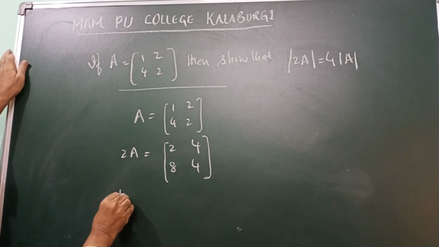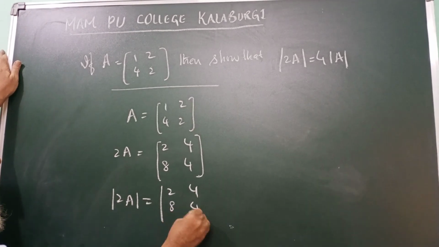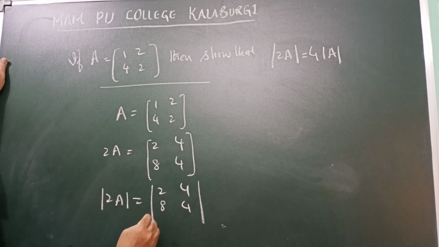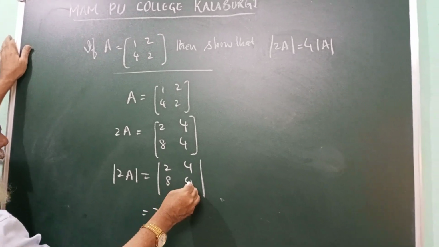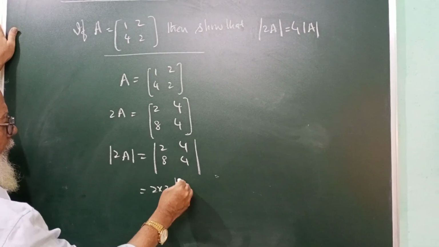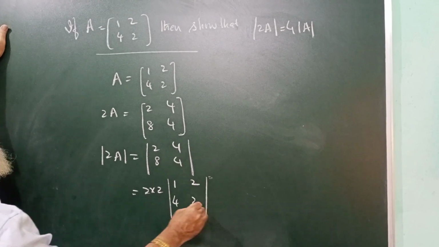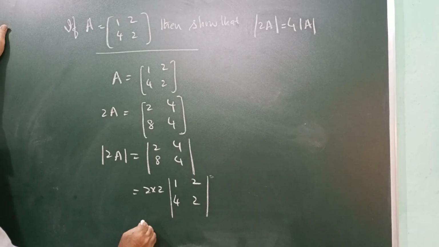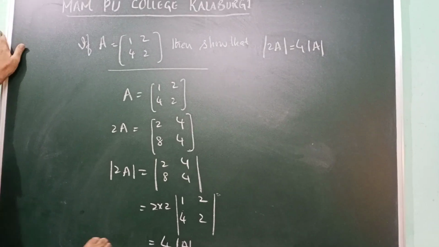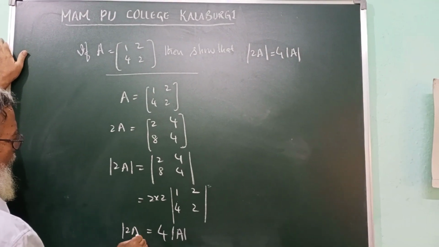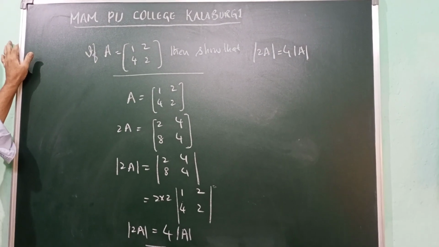Now we convert it into determinant. This matrix is converted into determinant like this. Now you can see from the first row we can take 2 common, and from the second row we can take 2 common. So it is 1, 2, it is 4, it is 2. See, this is nothing but the determinant of A, that is 4 into determinant of A. Therefore, the determinant of 2A is equal to 4 into determinant of A. That proves the problem here.